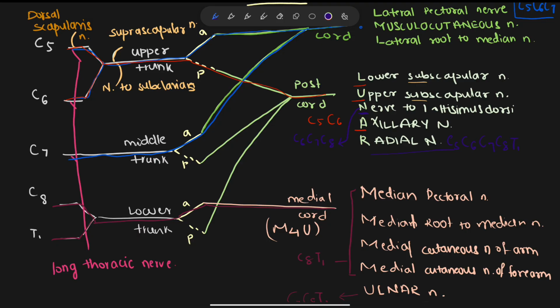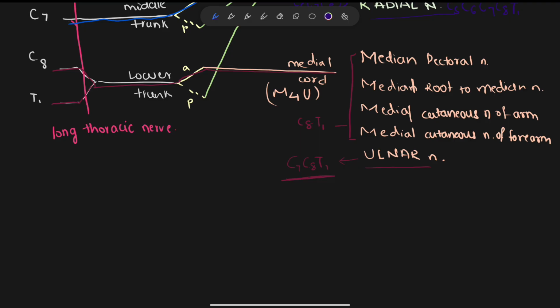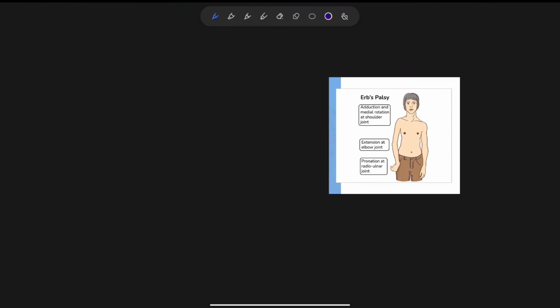But here are some clinical aspects of it. Let's study the clinical aspects. Erb's palsy. What is Erb's palsy? There is an Erb's point. Erb's point.